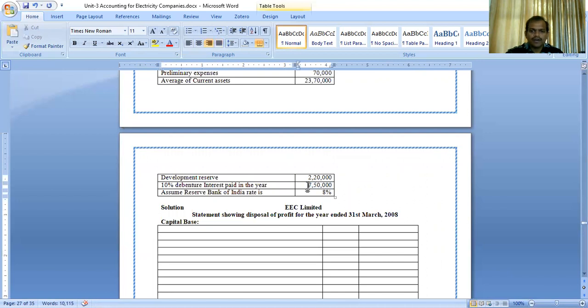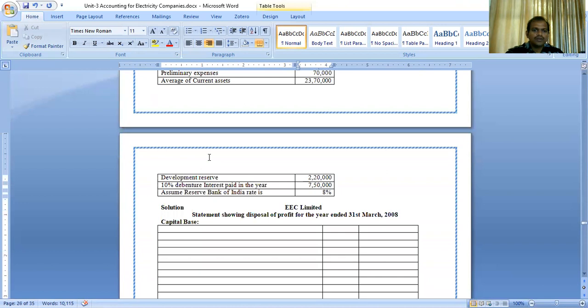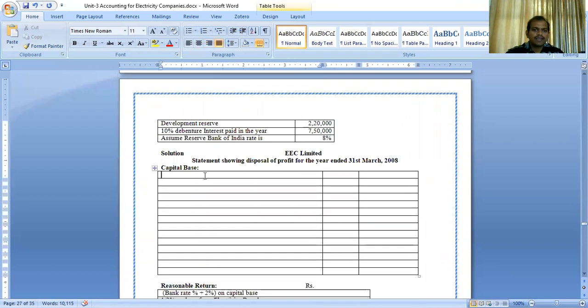In the sense, what is 100%? 75 lakhs. So we have 75 lakh debentures. We have to calculate it and assume bank rate 8%. Okay. By using this information, we have to calculate the capital base.